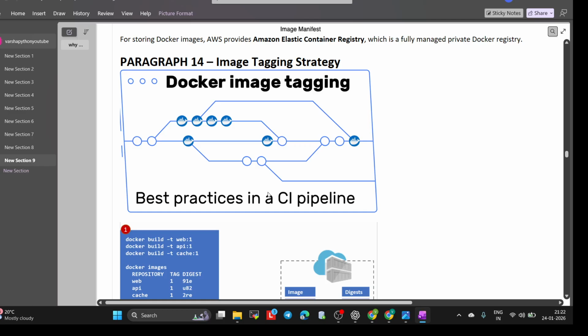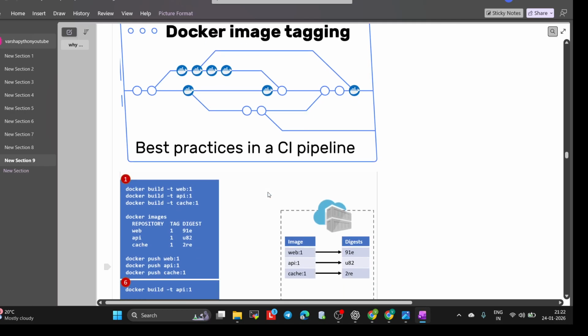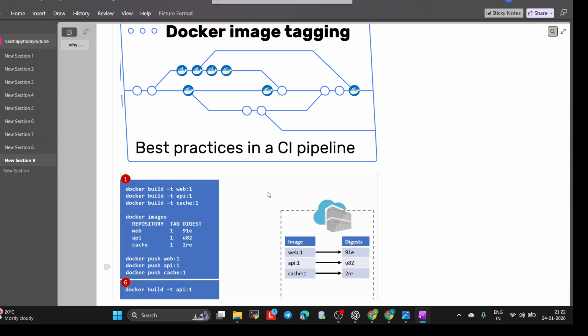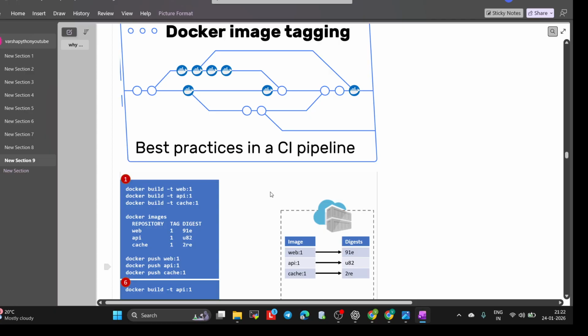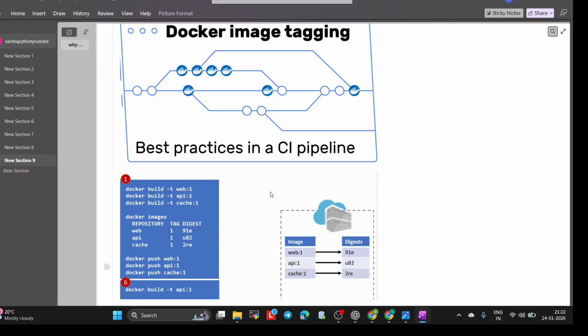Now let's understand what it is saying. This diagram is just to focus on Docker image tagging. Here they are showing a tagging strategy, which is a small concept but extremely important in real production systems. Every Docker image pushed to ECR must have a tag, and this tag acts as an identifier for a specific version of the application.